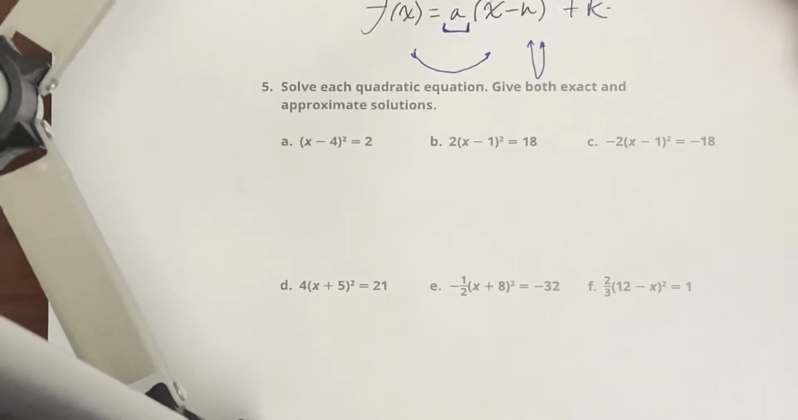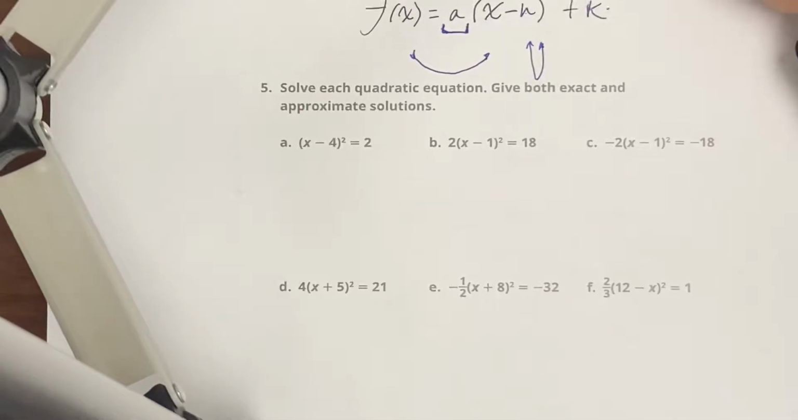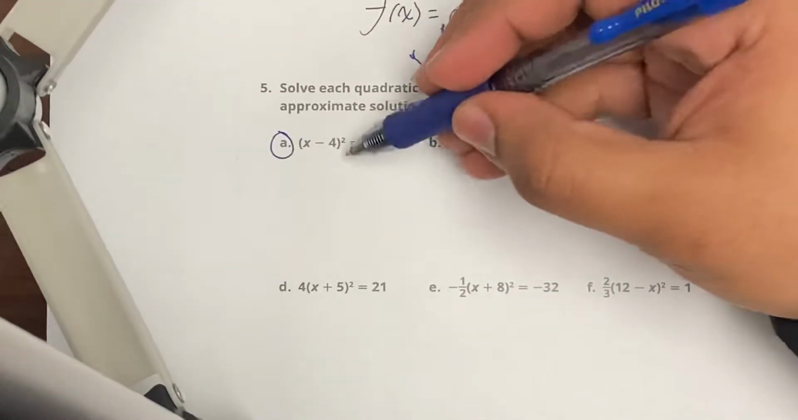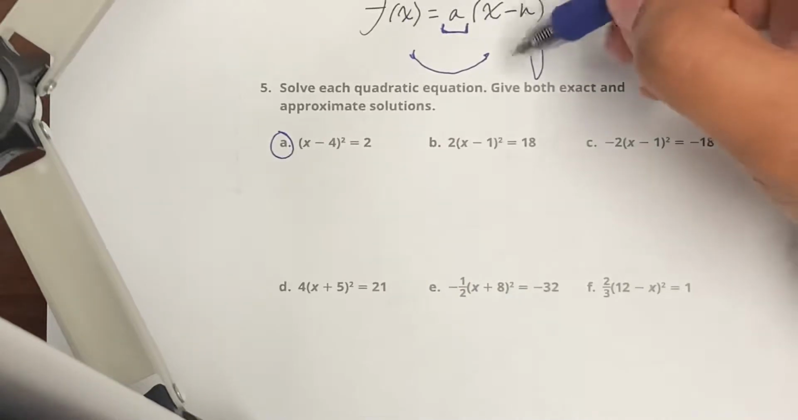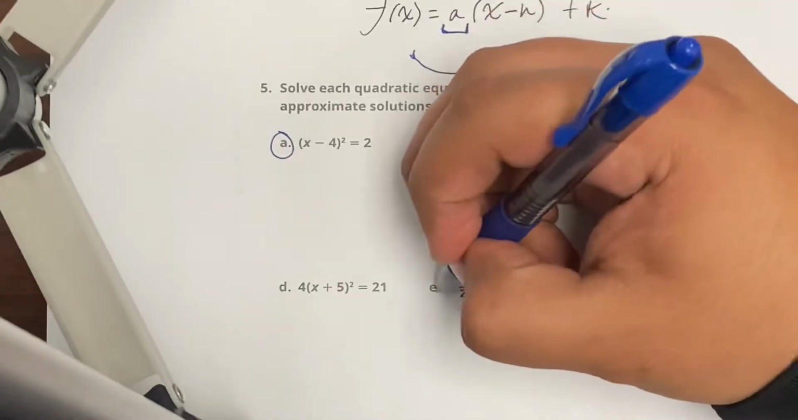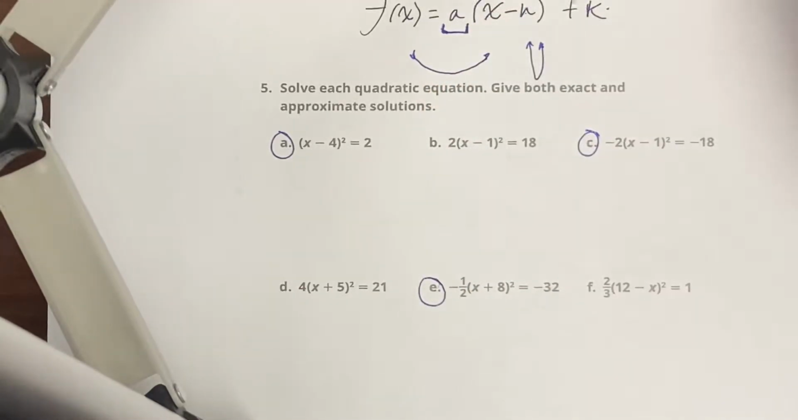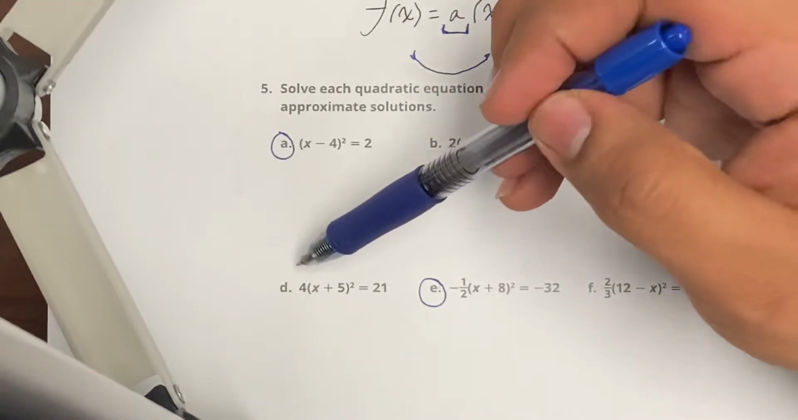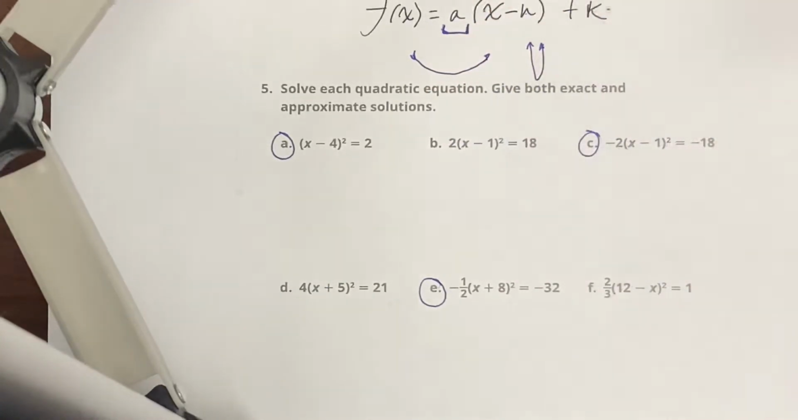Number 5 is pretty intense. Definitely give yourself a little bit of chance. I'm going to do letter A. I definitely recommend I'll do letter C and I'll do letter E to make our life a little bit easy, you could say. You're going to do D, B, and F.